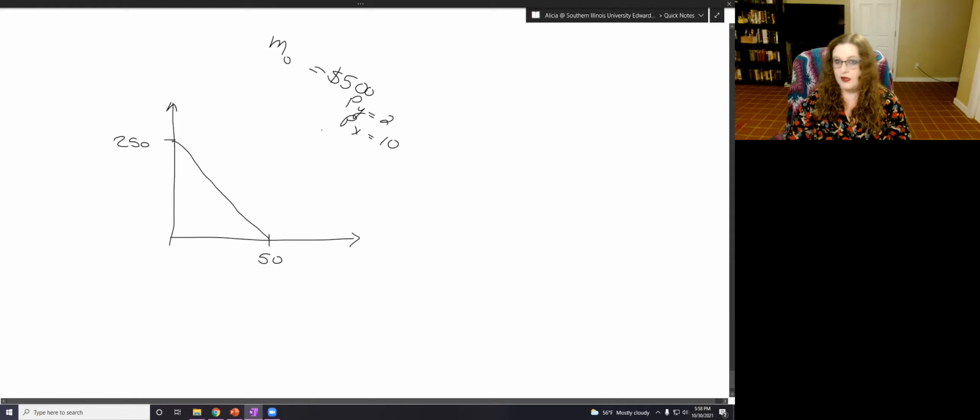Cool. What happens if the amount of money changes? Let's say that you get a big raise. Maybe this M0 represents income. It can represent income, or the amount of money that you have to spend on goods. It's just some amount of money that has to do with your relationship between Coca-Cola and pizza.